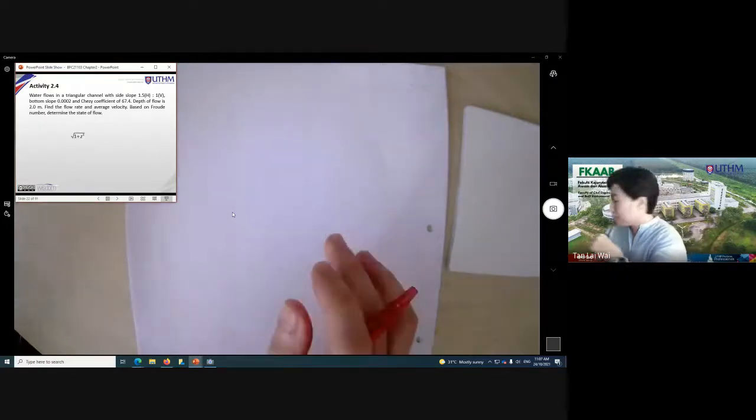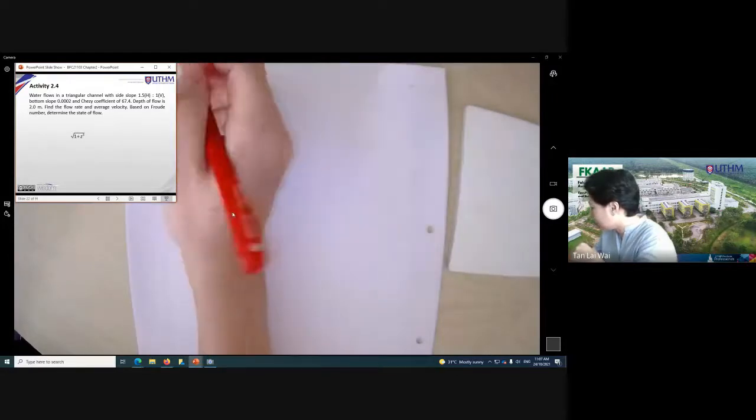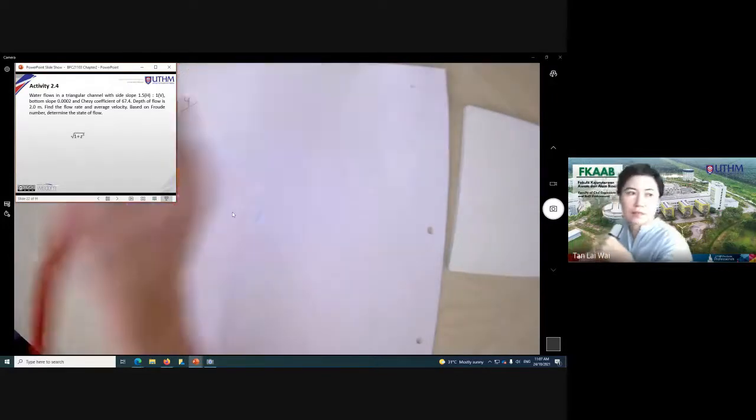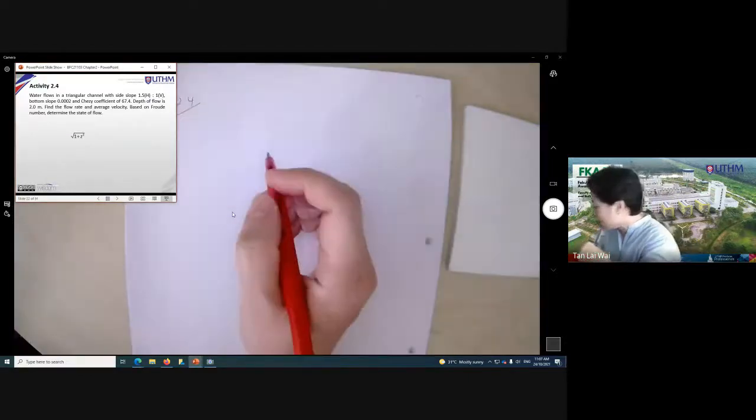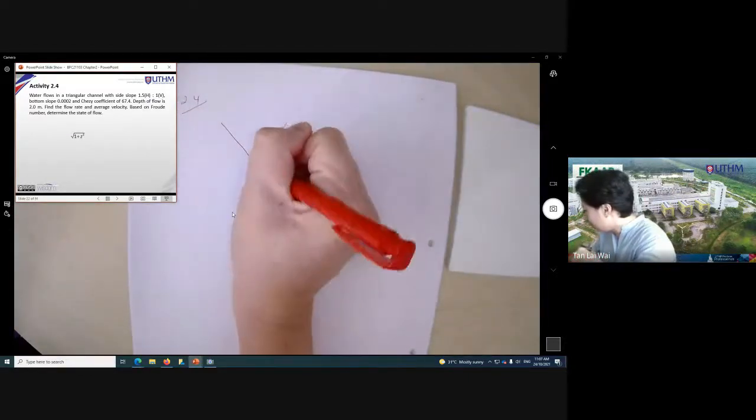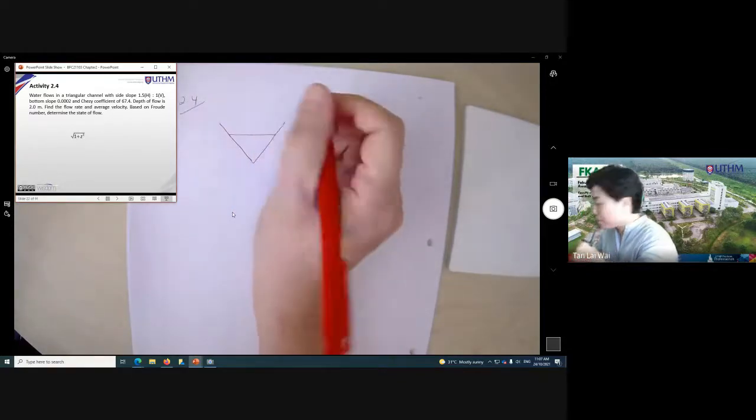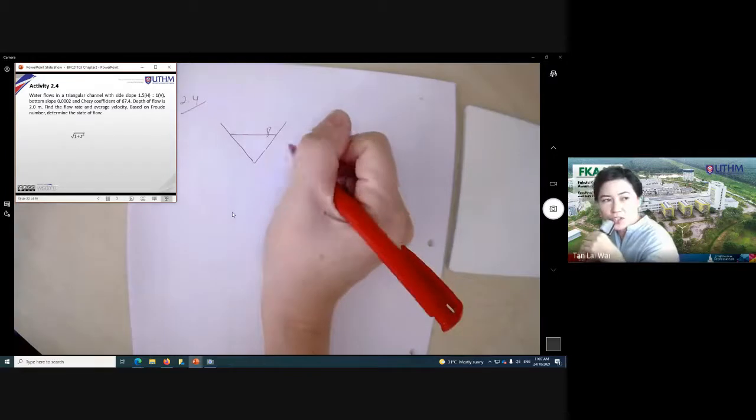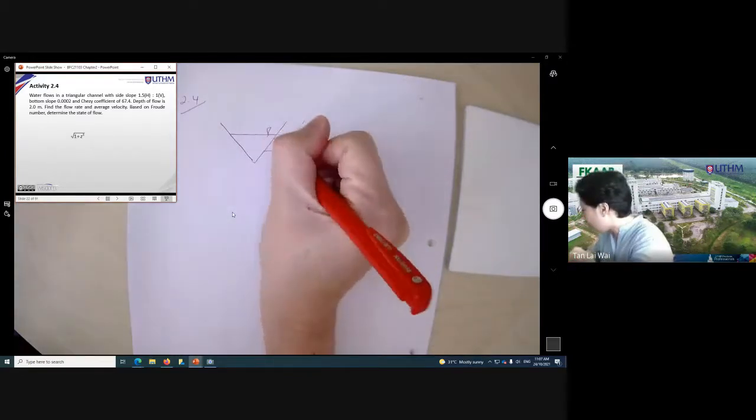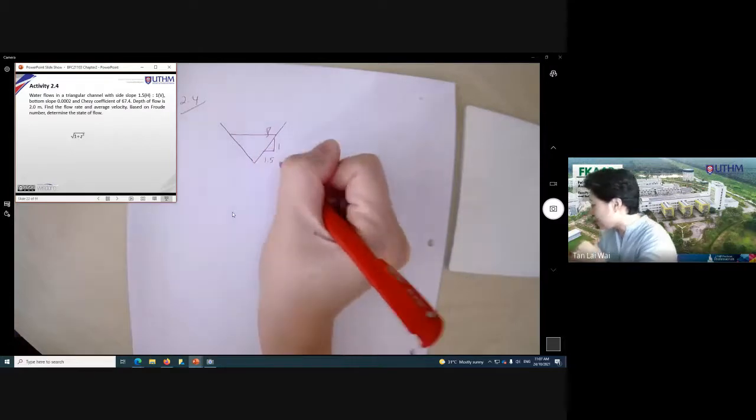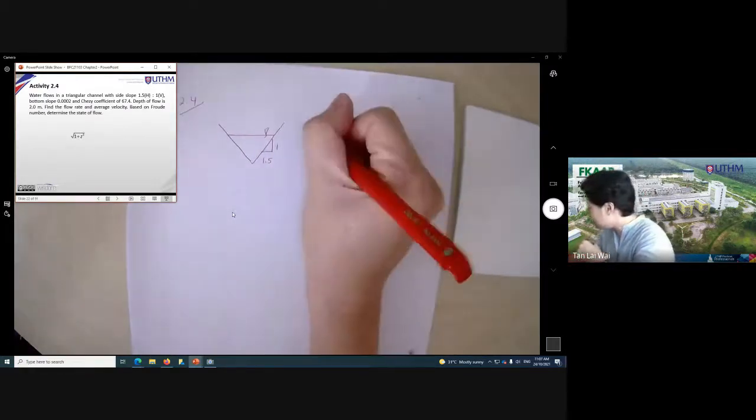Okay then, activity 2.4. We have water flowing in a triangular channel. Side slope 1.5 H, where H denotes the horizontal scale. So I have 1.5 horizontal and 1 vertical. The bottom slope is given.